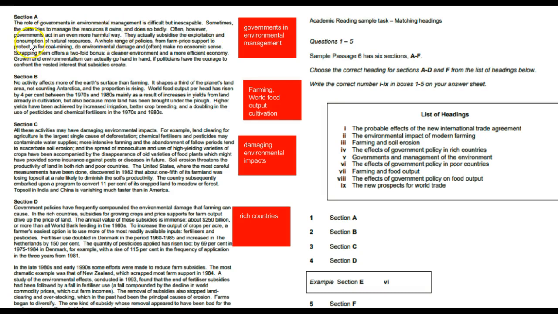For example, section A, we have the role of government environmental management. Here we have government environmental management. Those are obviously keywords, and the paragraph is going to be about them.